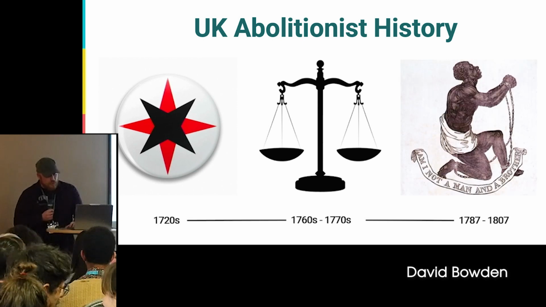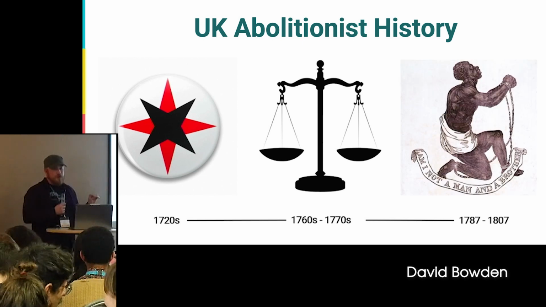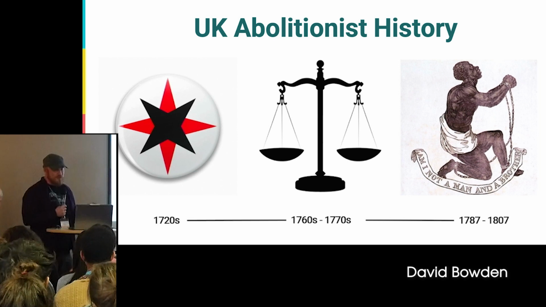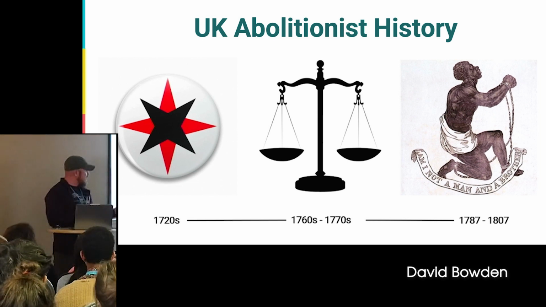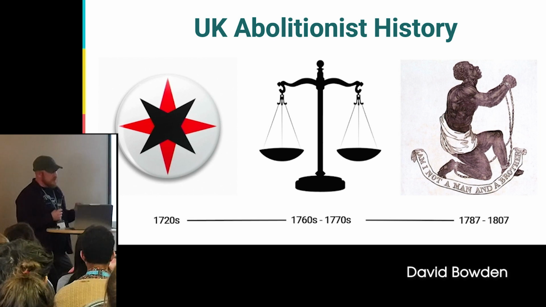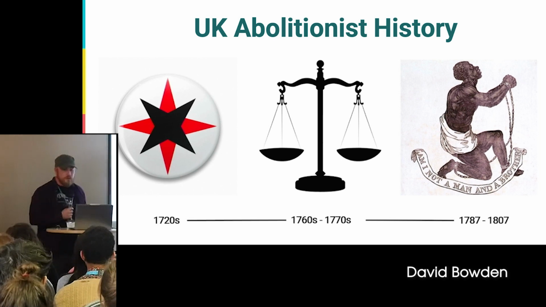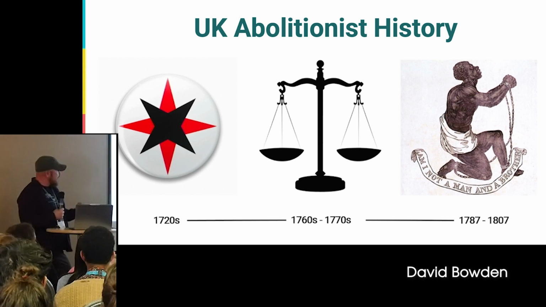But the movement really grew with the foundation of the Society for Effecting the Abolition of the Slave Trade. They love long names, there's quite a few of them, in 1787, as well as other organisations such as the Sons of Africa, led by Olaudah Equiano and Ottobah Cugoano, both ex-slaves.